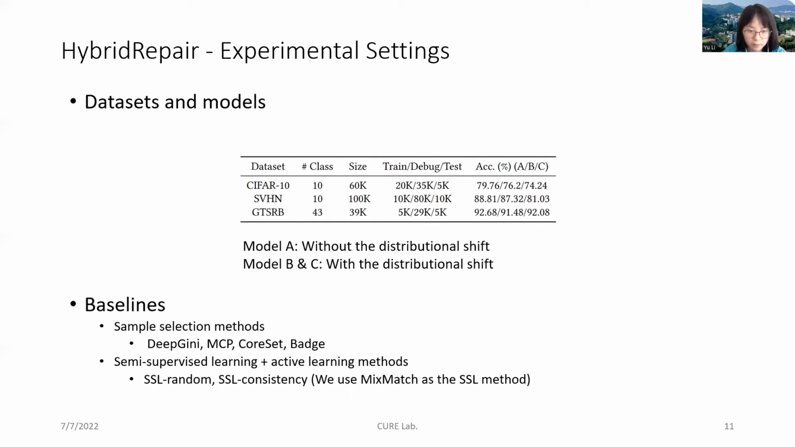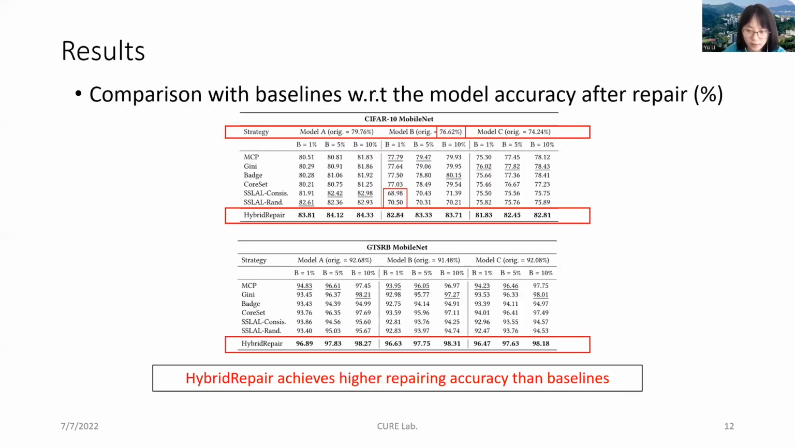We compare our method with DeepJourney, MCP, Coreset, and batch methods. We also compare our method with semi-supervised learning and active learning methods. Now, we compare HybridRepair with these baselines. In this experiment, we use various budgets and models. We have the following observations.